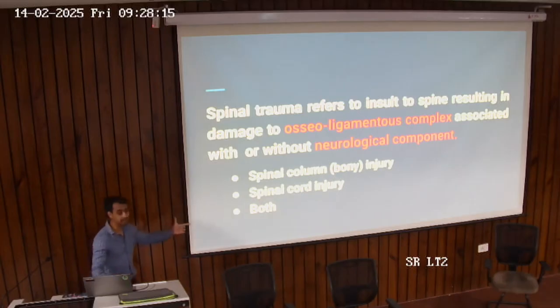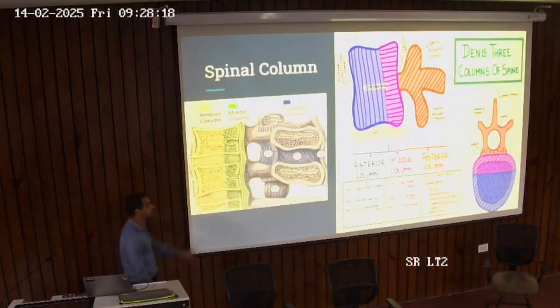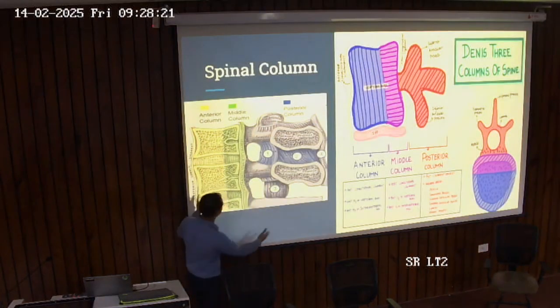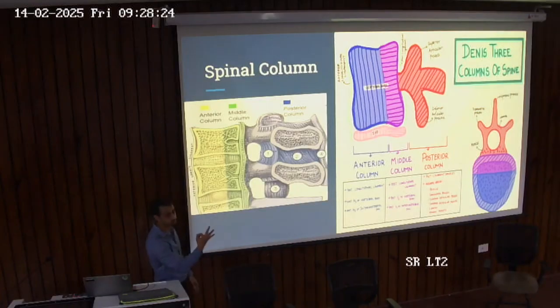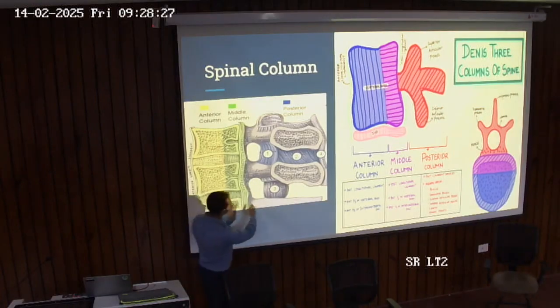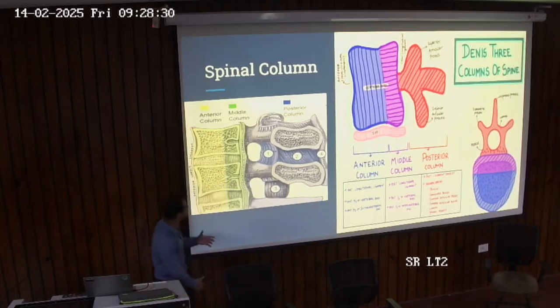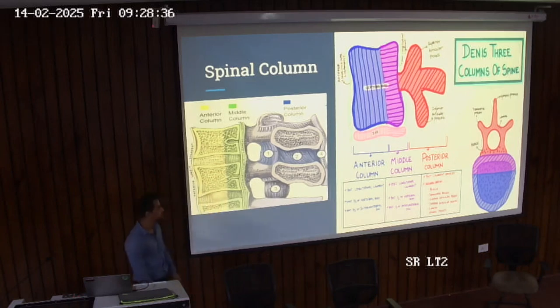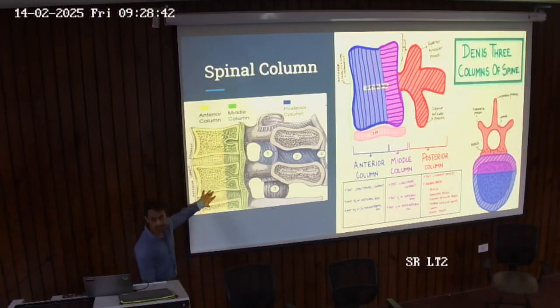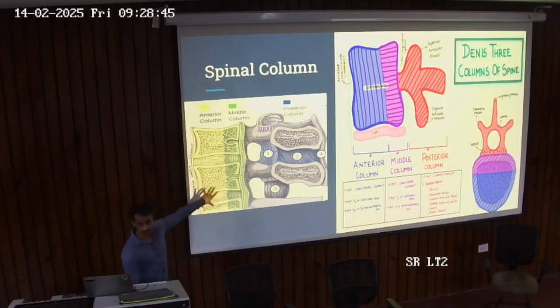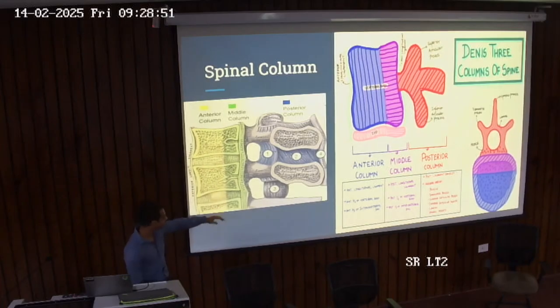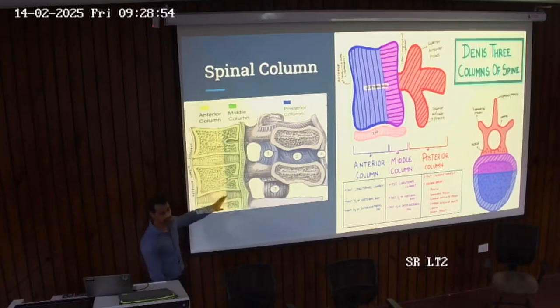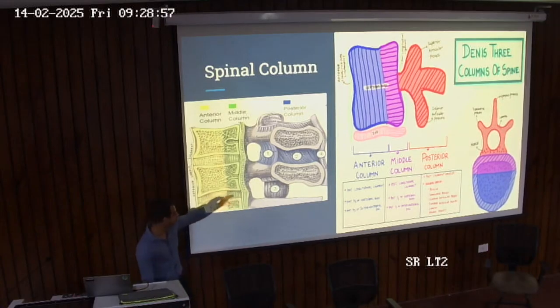So coming to the spinal column, for that, Denis gave a three-column classification. This is the whole structure. He divided this whole structure into three columns. This is one, this is two, and this is three. So you need to know the structures in each column. So the front column, what does it include? Just by looking at this: the vertebral body, anterior longitudinal ligament, and intervertebral disc, but only the anterior two-thirds of it, not the whole. The posterior part is considered a separate segment, which is the middle column.